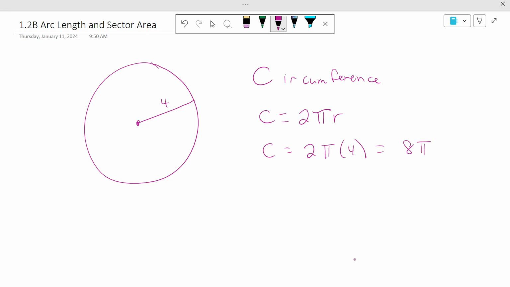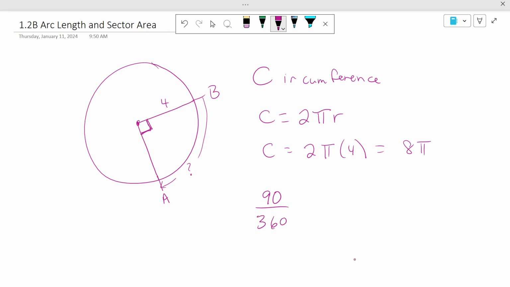But what if I didn't want the whole circumference? What if I wanted just the section from A to B? What if I wanted to know this distance from A to B? Well, if I know my central angle, let's say my central angle is 90 degrees, then I can use what formula we used back in geometry. 90 degrees out of how many degrees are there in a circle?